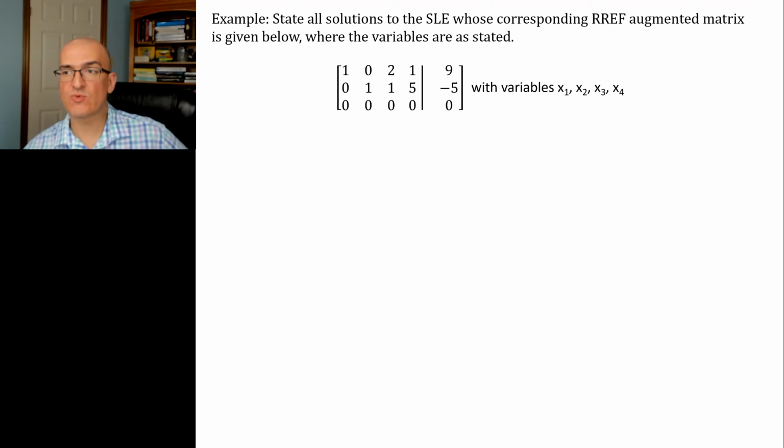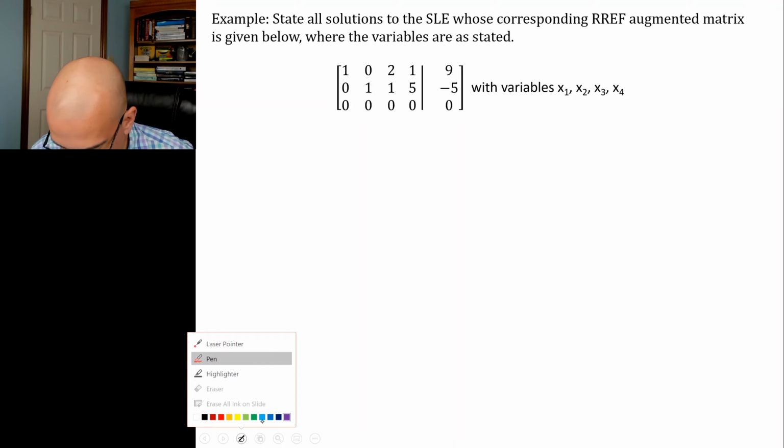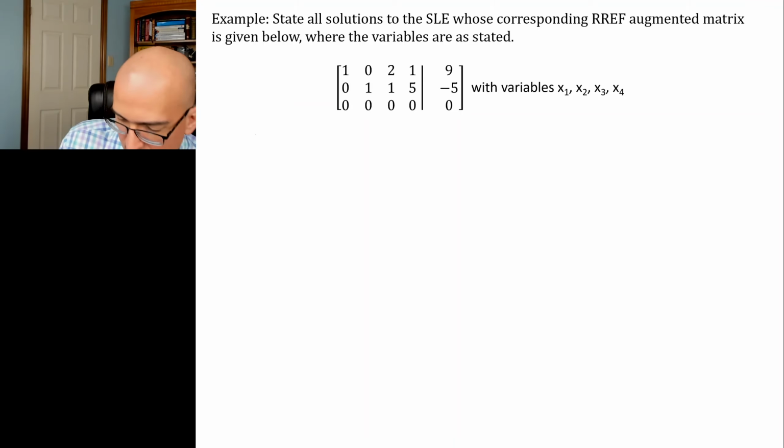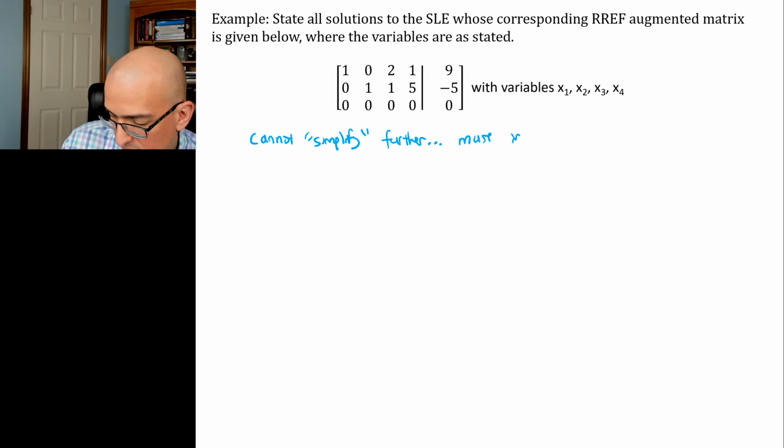It's been fully row reduced, and now we have an interpretation step. Again, we cannot simplify this one any further. How do we interpret the solutions? Cannot simplify further. Must interpret solutions.